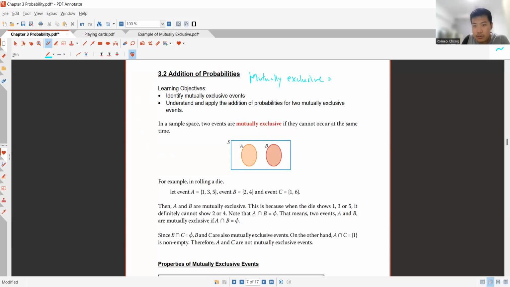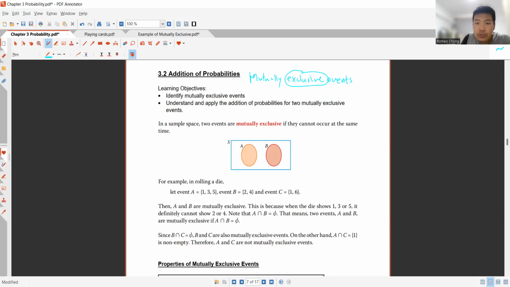Okay, mutually exclusive event. If you look at the word exclusive, it means that when you have two sets in a universal set, like A and B, when the two sets do not intersect with each other, meaning that there is no intersection at all, then we say that the two sets are mutually exclusive, meaning that the two events are mutually exclusive.